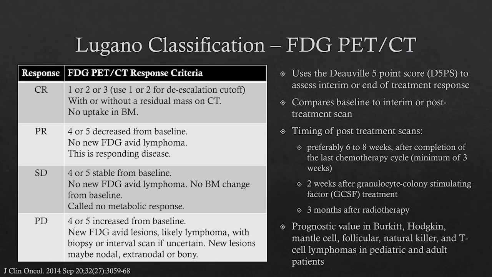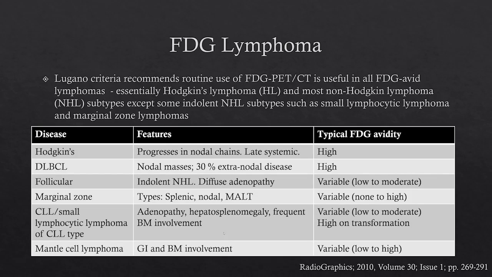Progression of disease would be if it's 4 or 5 that has increased from baseline, so again greater than hepatic levels of uptake, but increasing when you compare the baseline scan to the treatment scan, and if there are new FDG-avid lesions that are likely to be lymphoma. So the Lugano criteria recommends routine use of FDG PET-CT for all FDG-avid lymphomas, which is most of them.